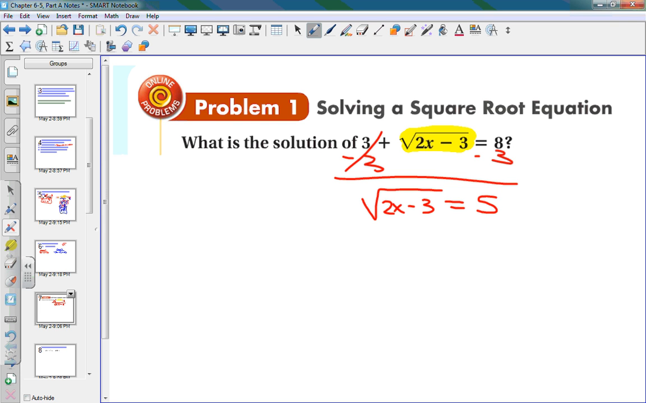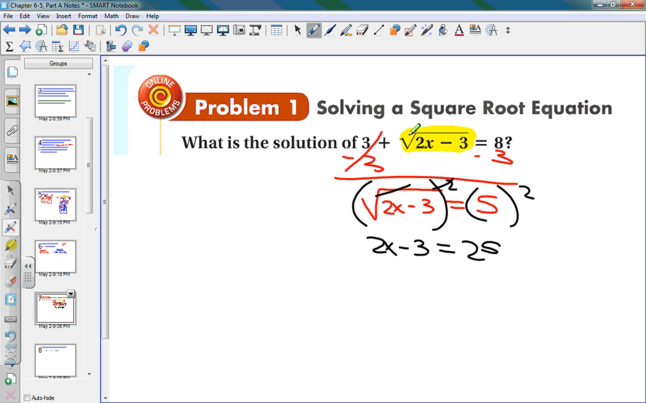Now how do I get rid of the square root? Square both sides. So when I do that, power and root cancel out. I'm left with 2x minus 3 is equal to 25. Why is that 25? Because 5 squared is 25. We all good on that?